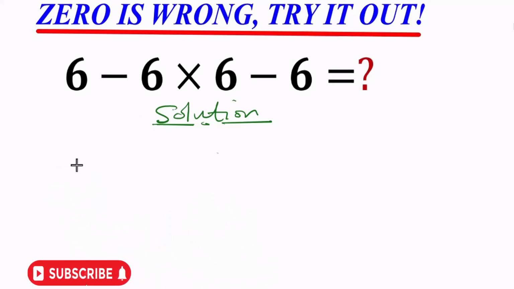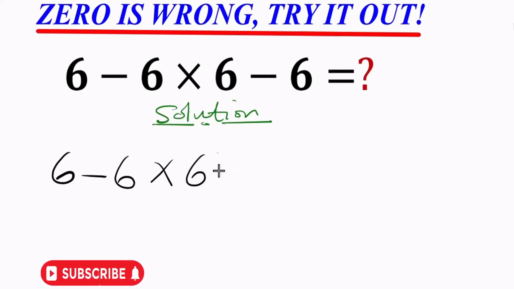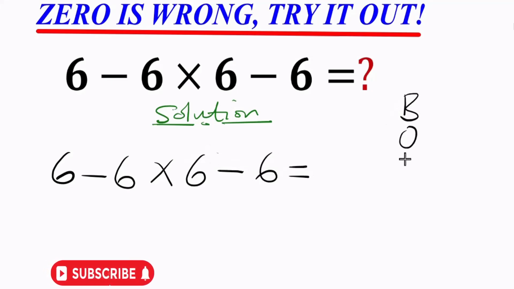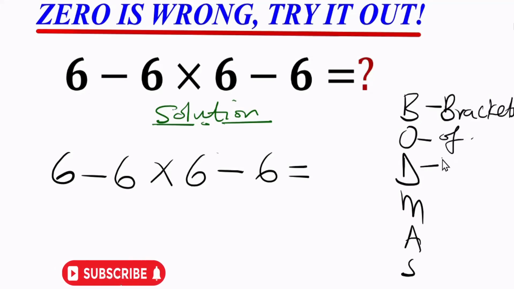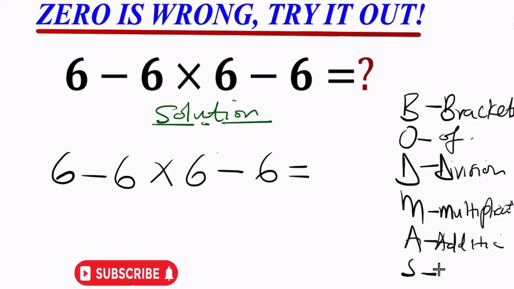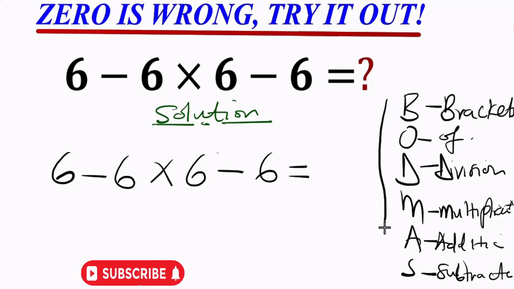The correct one would be following BODMAS. We have the expression 6 minus 6, then multiplied by 6 minus 6. So we are going to follow BODMAS. As I told you, B is for brackets, O is for of, D for division, M for multiplication, A for addition, and then S for subtraction. The priority decreases in this order. Brackets are given the first priority, but when we look at our expression, we don't have brackets. So we ignore that. We don't have of still.